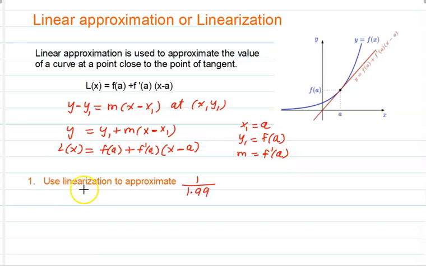Now let us start working on this problem. Use linearization to approximate 1 over 1.99. For these kinds of problems, we are given just the value. We don't have any function, we don't have any point of tangent. So that's all we need to observe from the given value. Now this value is similar to the function 1 over x.